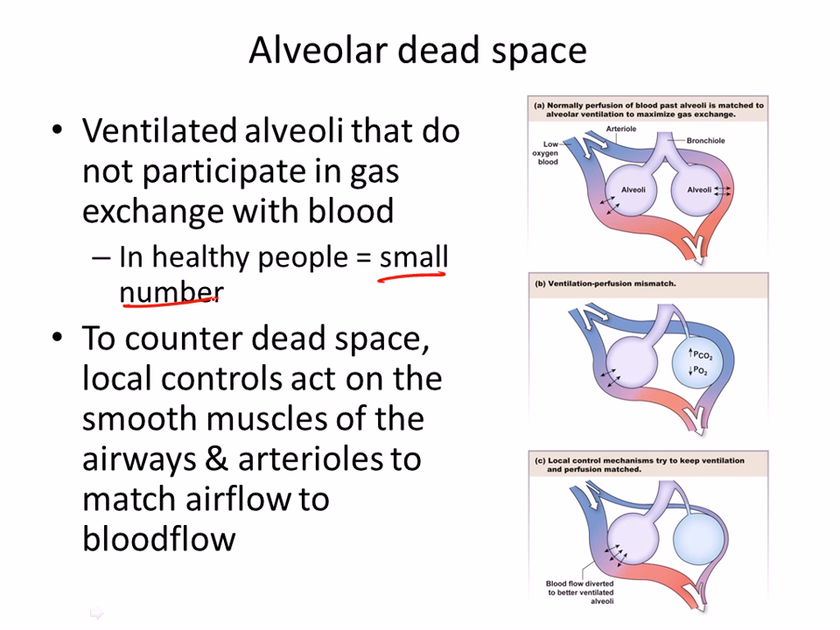So what we're going to try to do is match airflow to blood flow. Alveolar dead space is not dealing with macro movement of air. We're dealing with micro movement of air. So at any given time, each alveolus is going to be controlled at the local level. The local controls.